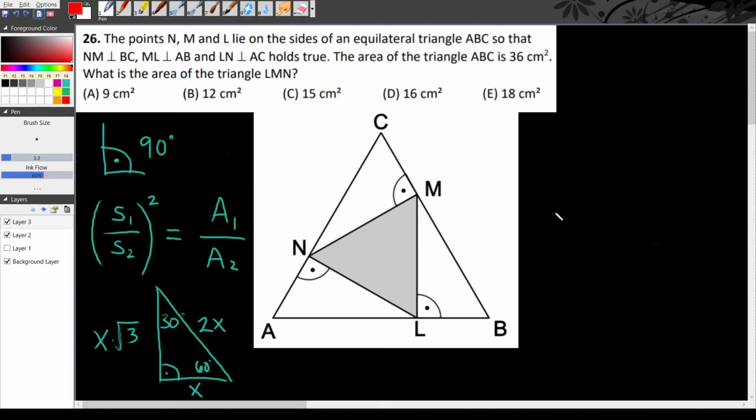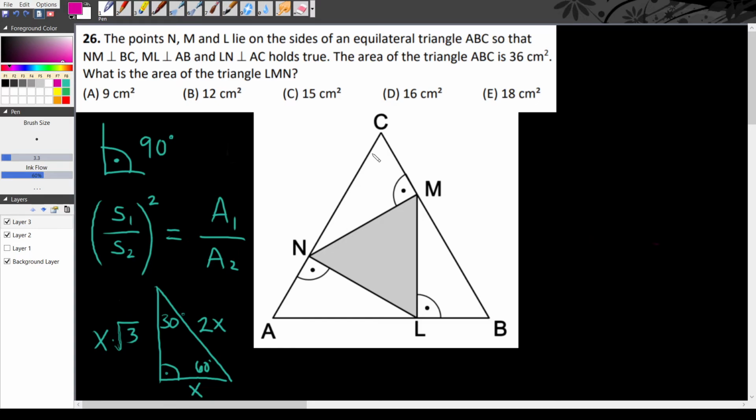So I have some things on the left to keep in mind. Now, this just indicates a 90-degree angle. And next, for similar triangles, the square of the side length of the first triangle over the side length of the second triangle is equal to the area of the first triangle over the area of the second triangle. And lastly, for 30, 60, 90 triangles, if the leg opposite of the 30-degree angle is x, then the other leg is x times root 3, and the hypotenuse is 2x.